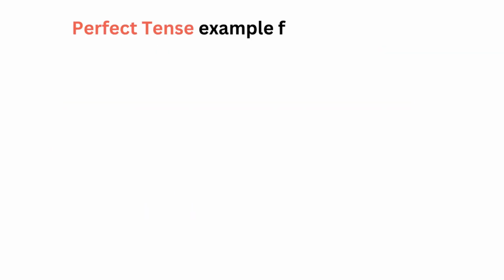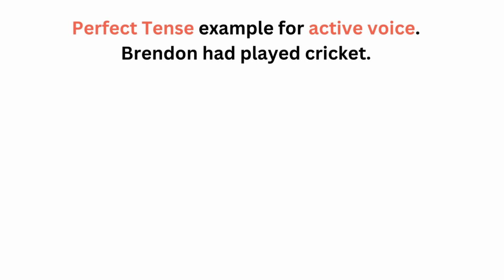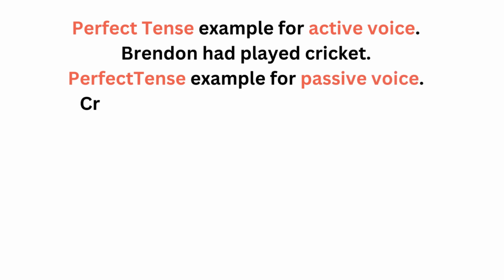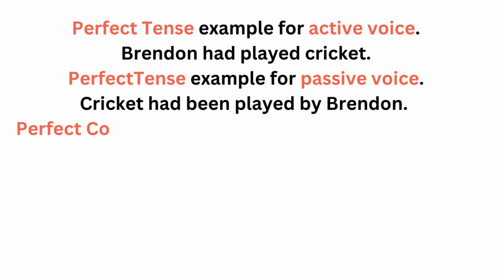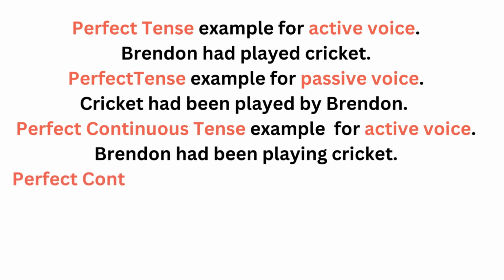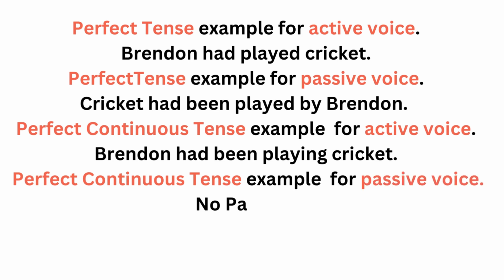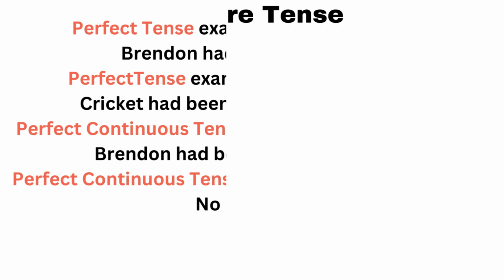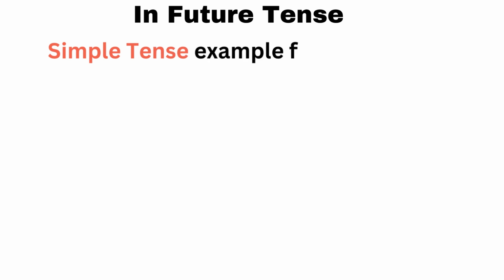Perfect tense example for active voice: Brendan had played cricket. Perfect tense example for passive voice: Cricket had been played by Brendan. Perfect continuous tense example for active voice: Brendan had been playing cricket. Perfect continuous tense example for passive voice: No passive.